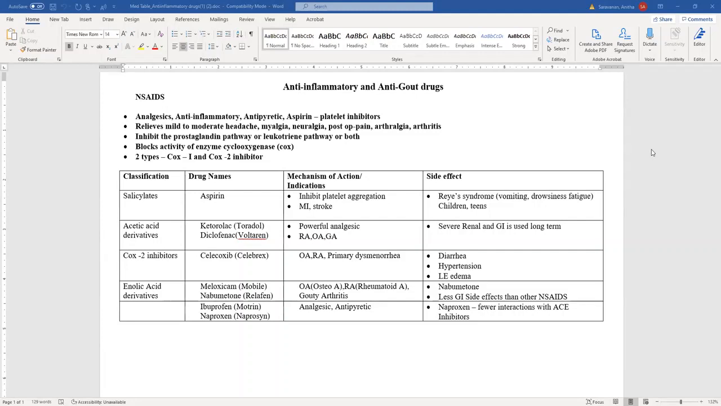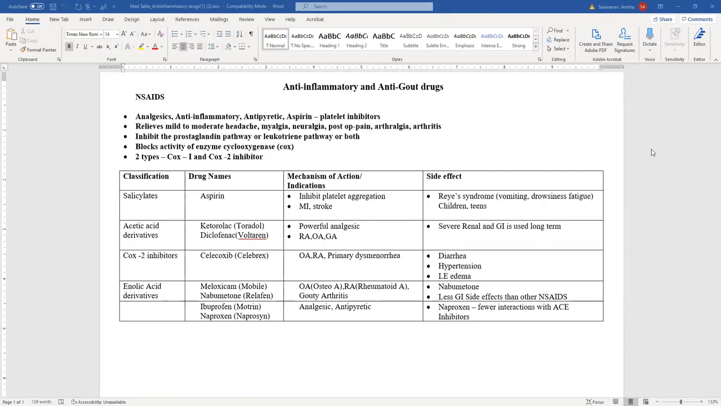So if you remember, if a name ends with coxib, even if I test you on a different name that ends with coxib, I would assume you'd be able to know that it's a COX-2 inhibitor, right? In that third row, it's given for osteoarthritis, rheumatoid arthritis, and primary dysmenorrhea, when girls might have painful menstruation.